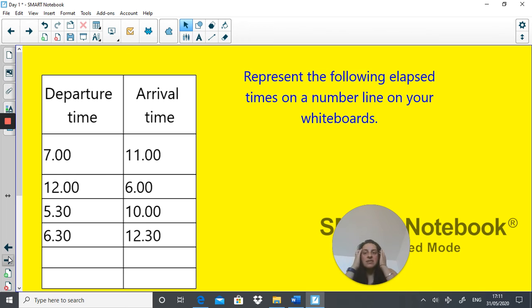So here we have some departure times and arrival times. So this train is at 7, gets there at 11. This one is at 12, gets there at 6. But what I want you to do is pause the video, create number lines for these, and tell me how much time elapses in each journey, and then we'll go through the answers.